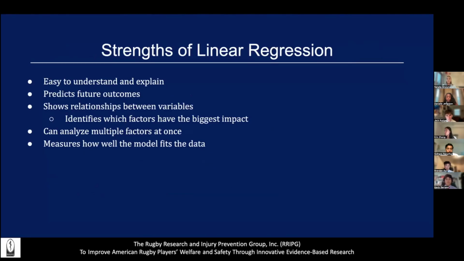For the strengths of linear regression, it is very easy to understand and explain, and it can be used to predict future outcomes. It shows the relationship between two variables and helps identify factors that have the greatest influence. Multiple linear regressions can examine several predictors at the same time, which is always very helpful for researchers.